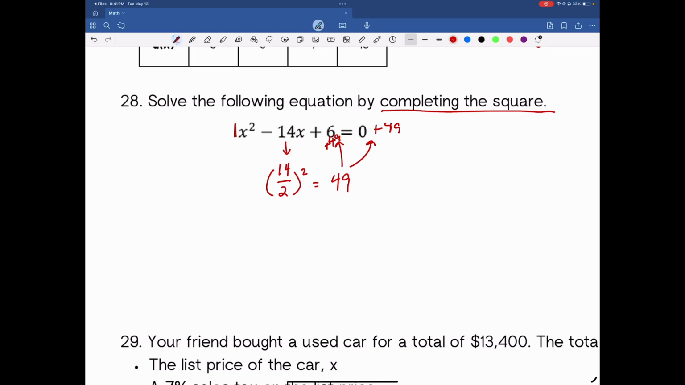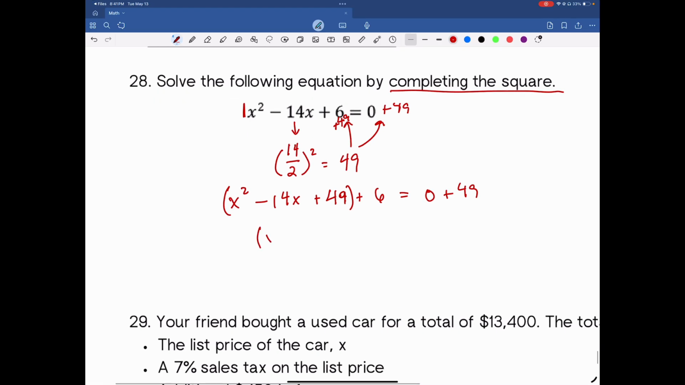Then we'll have x squared minus 14x plus 49 plus 6 equals 0 plus 49. That's what that would look like. Then we're going to factor this part, because this now factors very nicely into a perfect square trinomial: x minus 7 squared. If we're trying to factor it, we just take the 14 divided by 2, and that number goes there. Whatever sign we have in front of that middle term, the b term, that's the sign that we get. And then we're going to have plus 6 equals 49.